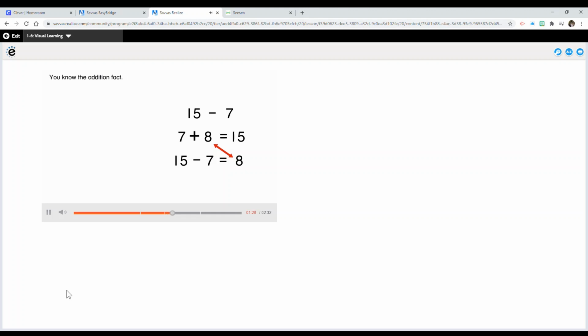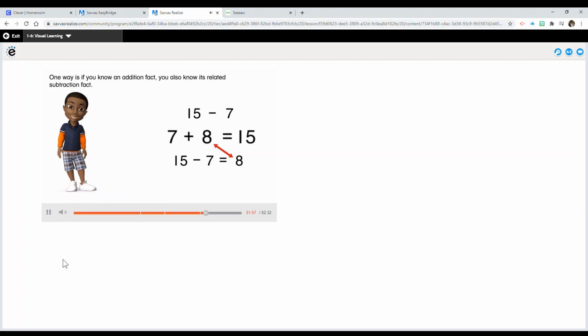You know the addition fact. The addition fact is 7 plus 8 equals 15. So you also know the subtraction fact. The subtraction fact is 15 minus 7 equals 8. Explain in your own words how addition and subtraction are related. One way is if you know an addition fact, you also know its related subtraction fact.